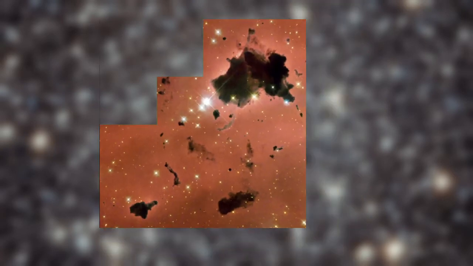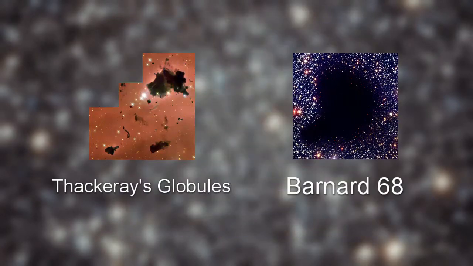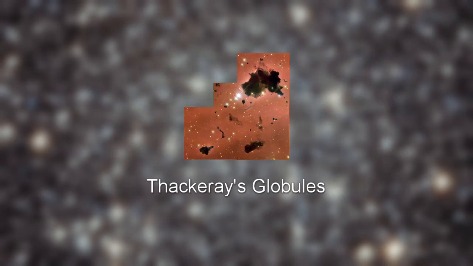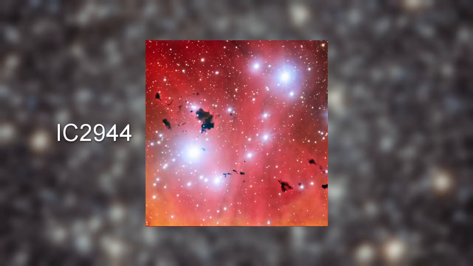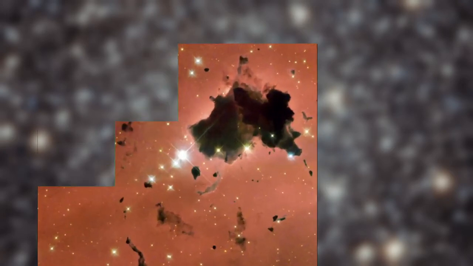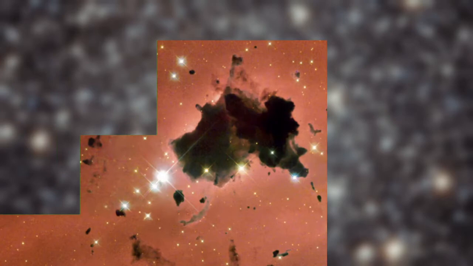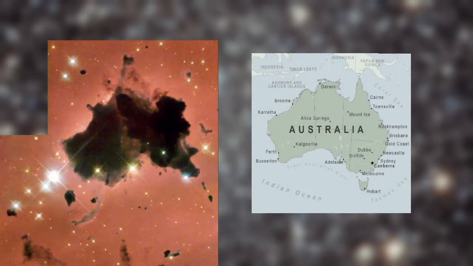Two of the more famous types of Bok Globules that are out there, some examples I can give here, are Thackeray's globules and Barnard 68. In the case of Thackeray's globules, these reside deep inside a nebula called IC2944, and they appear to be widely distributed across a portion of the nebula, and you can see it right there, usually in that little corner. One remarkable feature is that the largest globule here, at least from our point of view, looks strikingly similar to Australia. That's a very interesting coincidence.